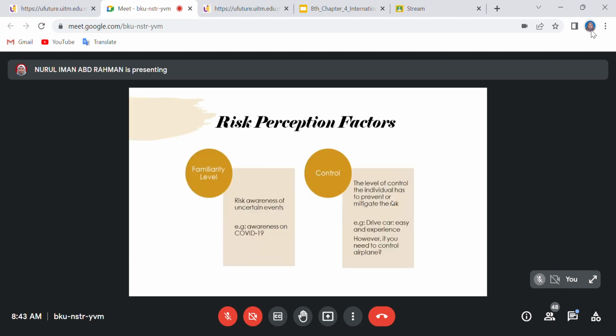So what makes it different between you and me when we perceive risk? The first one is based on familiarity level. This is where there is risk awareness of an uncertain event, for example, awareness of COVID-19. When we talk about familiarity, the word familiar means that you are used to that thing. For example, this face looks familiar, like I have seen it before. Familiar means already accustomed. It is also the same with risk. When you know about the risk, like something you are used to facing, let's say you want to go to class.